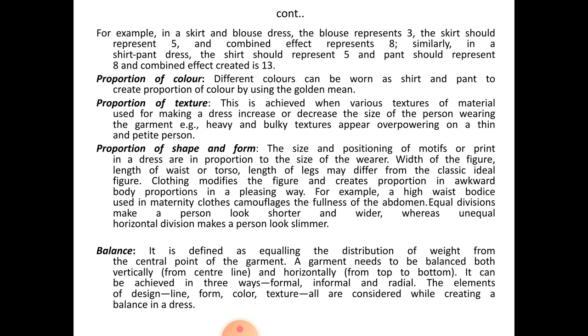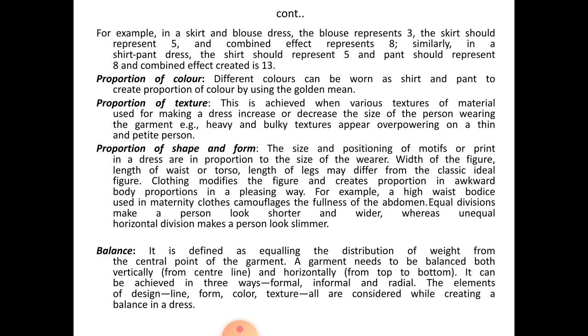Width of the figure, height of waist or torso, length of legs may differ from the classic ideal figure. Clothing modifies the figure and creates proportion in awkward body proportions in a pleasing way. For example, a high waist bodice used in maternity clothes camouflages the fullness of the abdomen. Equal division makes a person look shorter and wider, whereas unequal horizontal division makes a person look slimmer.